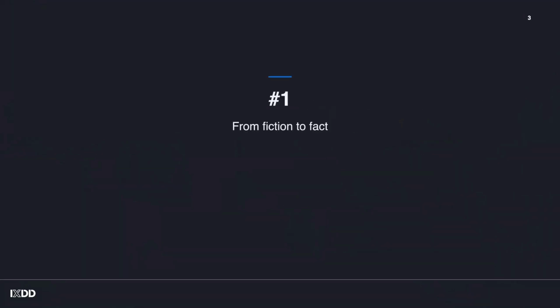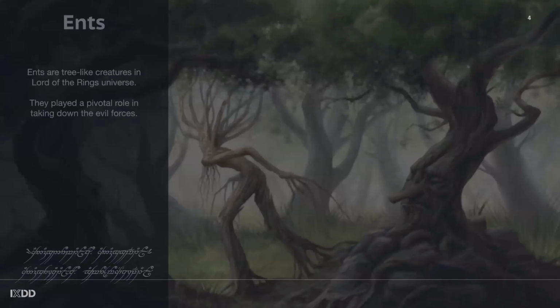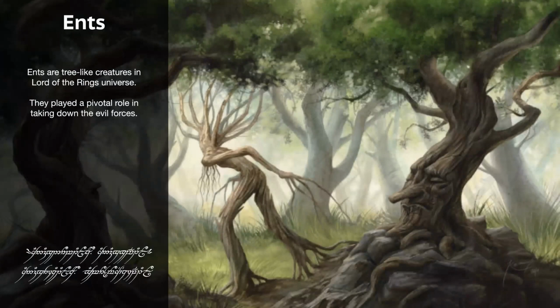So before we get into hard facts, let's start with a very nice fiction. I'm a big fan of Lord of the Rings, both the books and the movies. And as most of you might know, Tolkien did a great job in world building. There are multiple races and characters throughout the book, and he has interwoven them in a really nice story. So Ents are one of those races in Lord of the Rings. They are these tree-like creatures in the Lord of the Rings universe, and they do play a pivotal role in taking down the evil forces. Now, we also know of one such giant in our world, that is Enterprise.